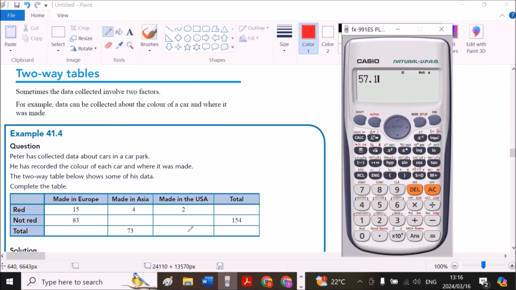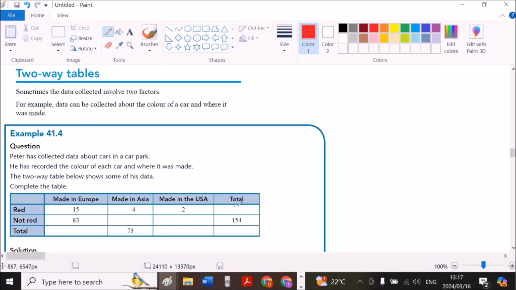There's a total row here, which will add all these columns, and a total column there, which will add all the rows. So we have to work out the blank spaces. So for this total, we add 15 plus 4 plus 2, which is 21. For this column, the total is 73. The red is 4. Therefore, not red is 73 minus 4, which is 69.